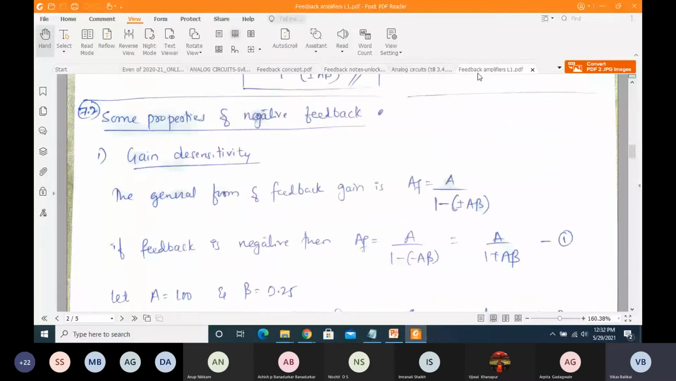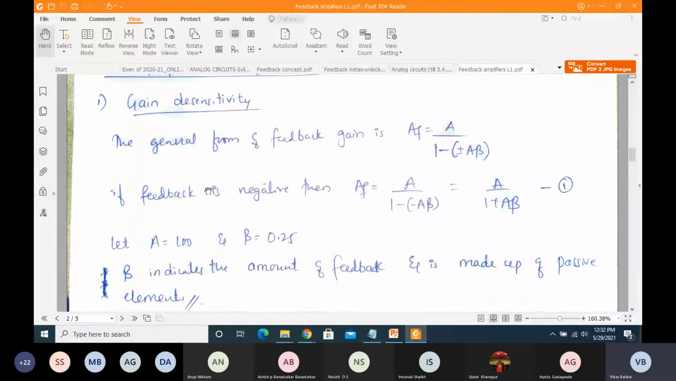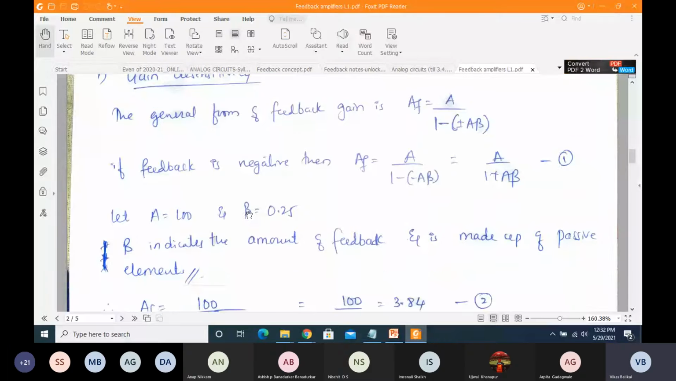So when I say gain desensitivity, see now here I know that the general form of the feedback setup gain is given by this particular term, A divided by 1 plus A beta. So this is the gain of my amplifier with feedback. Now let's try to understand: if the open loop gain is 100, and let's assume beta is equal to 0.25. So beta is nothing but the amount of feedback, and as I told you earlier, it is made up of passive elements. Typically, it is made up of resistors.